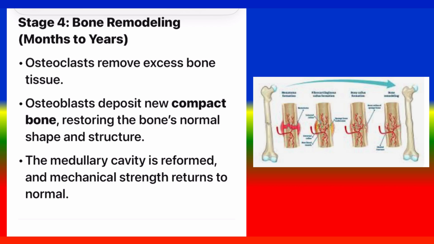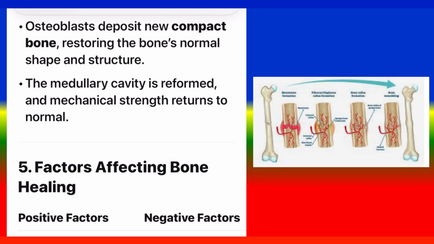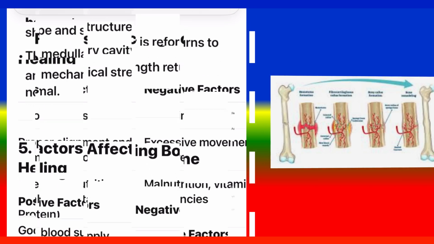Osteoclasts remove excess bone tissue. Osteoblasts deposit new compact bone, restoring the bone's normal shape and structure. The medullary cavity is reformed and mechanical strength returns to normal.